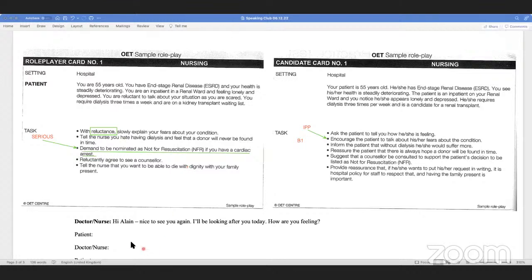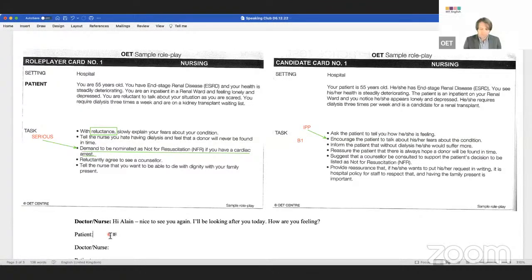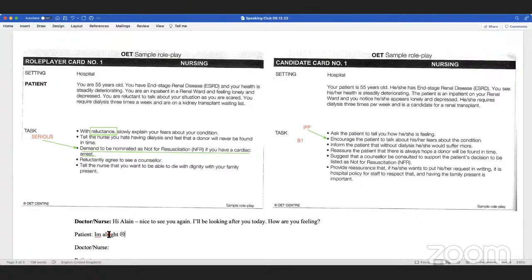Hi, Alan. Nice to meet you again. I'll be looking after you today. How are you feeling at the moment? I'm all right. I'm all right. Please, could you tell me a bit more about your condition? Yeah. Well, you know about my condition already, doctor, don't you? I do, but you seem a bit distressed.